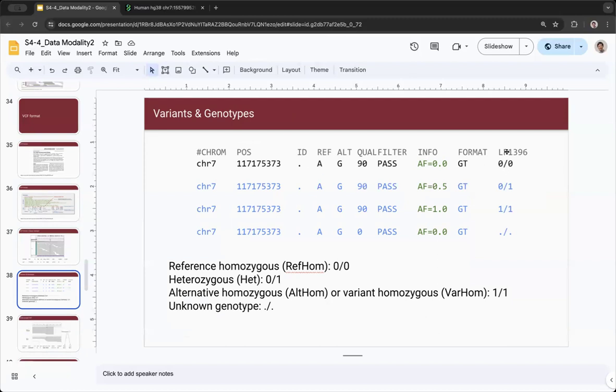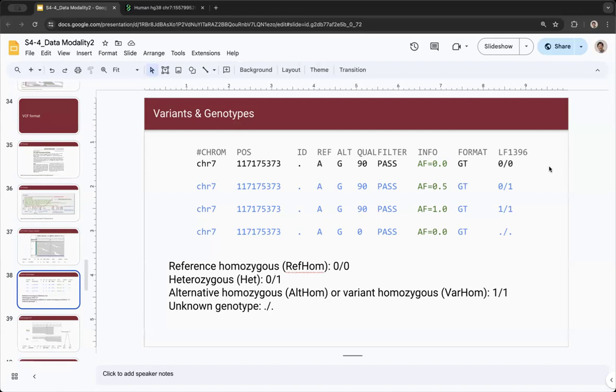If you look at the sample column, it has the genotype. For this variant, this person, LF1396, does not have the variant. This person has the reference homozygous genotype, briefly called RefHom. Normally you do not put this RefHom in the VCF file, but this is shortened information. You have more columns; let's imagine that.